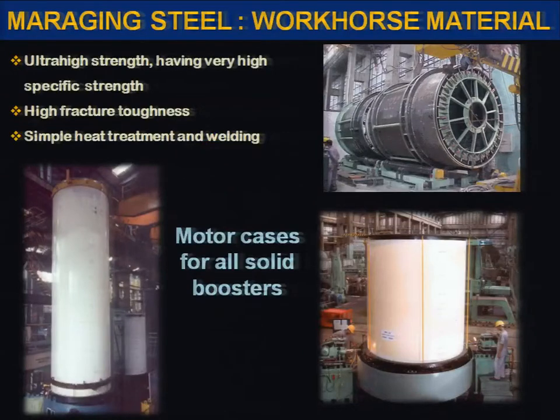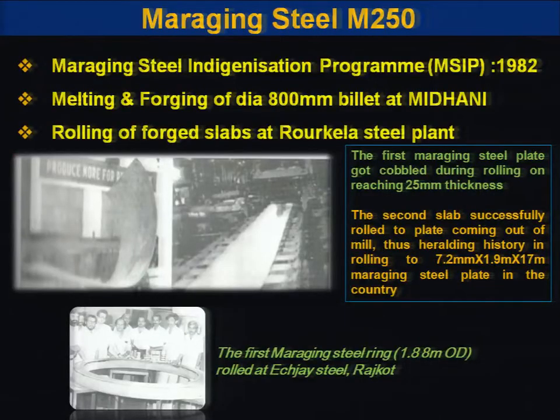Coming to steels, maraging steel is one of the developments that has happened, which we are all extremely proud of. It has ultra high strength, very high specific strength and high fracture toughness, and simple heat treatment and welding. The motor cases of all solid boosters are done using this material. And this particular program, which was started in 1982, has enabled us at Midhani to produce both melting and forging of 800 mm billets, and then rolling of forged slabs at Rourkela Steel Plant.